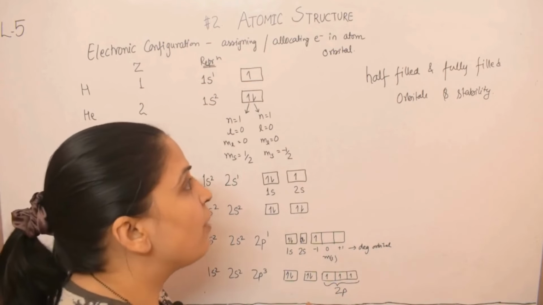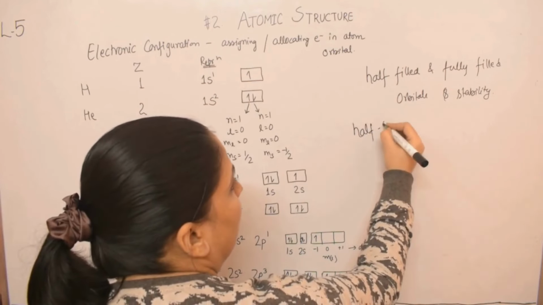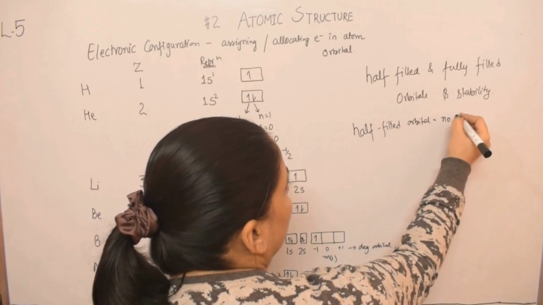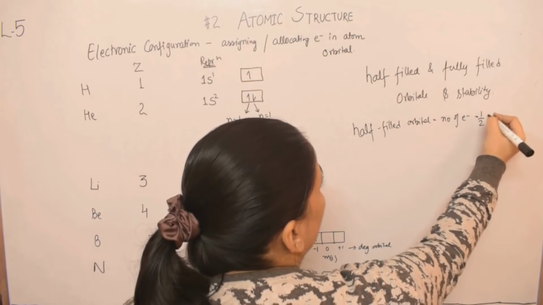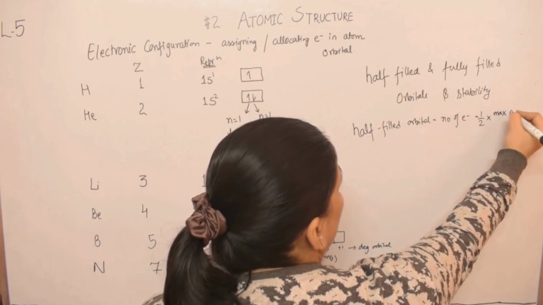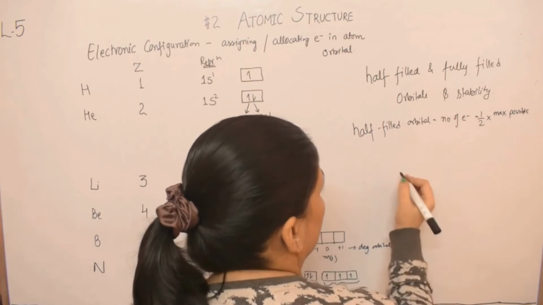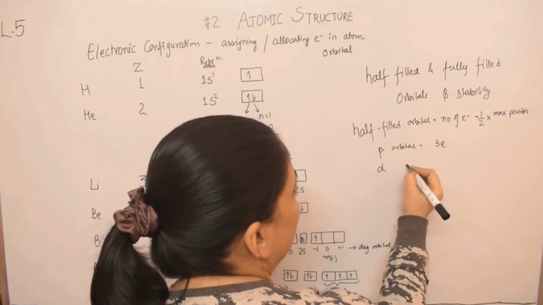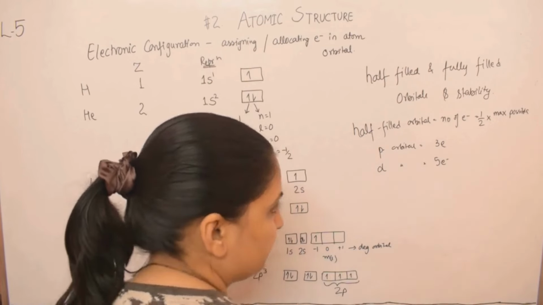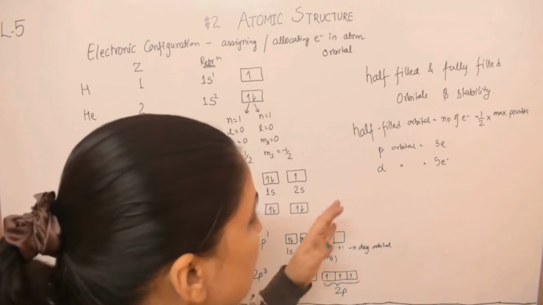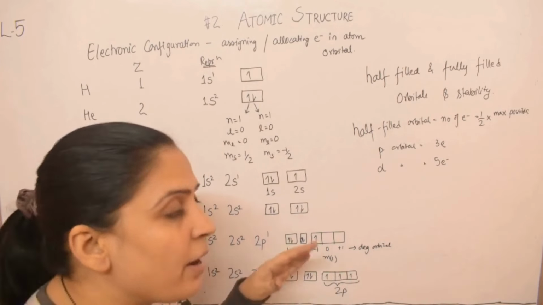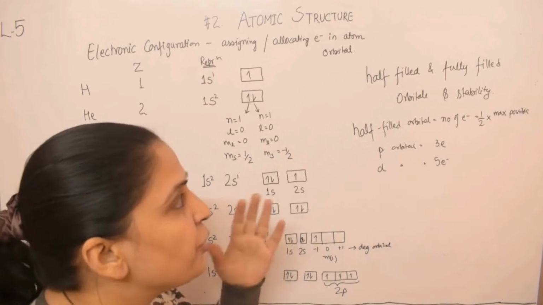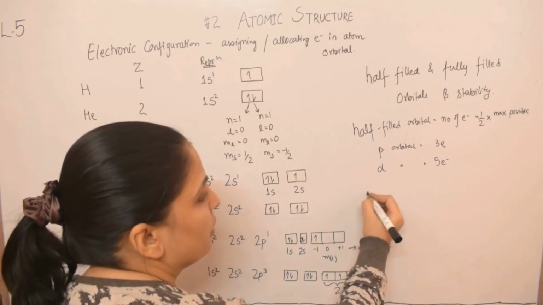So this is called a half filled orbital, when the number of electrons is half of the maximum possible occupancy. For a p orbital it is 3 electrons, or for a d orbital you can say 5 electrons. In this case the stability is high as compared to other configurations. This is called stability due to half-filled orbitals, and there are two reasons for it.